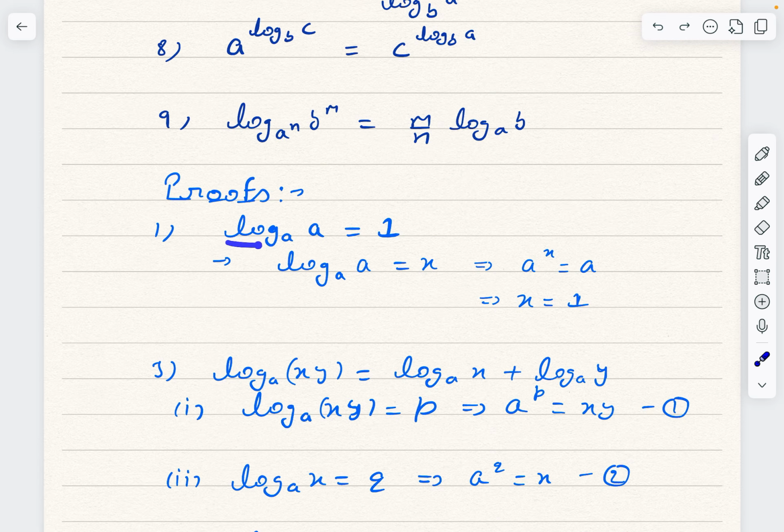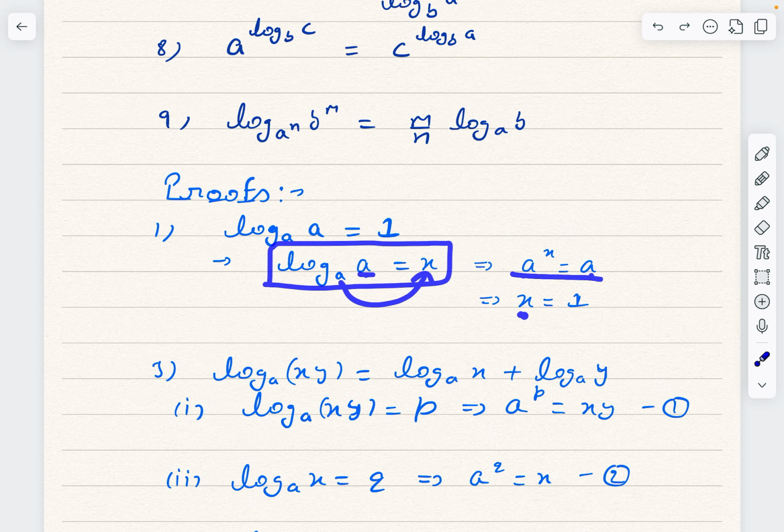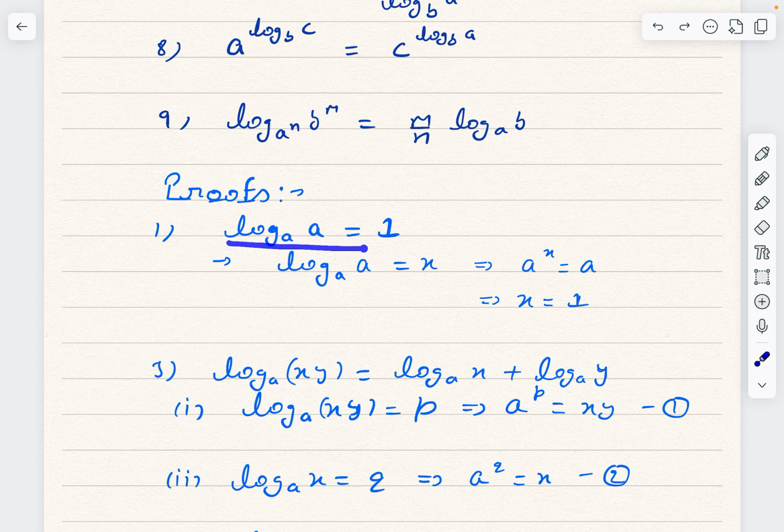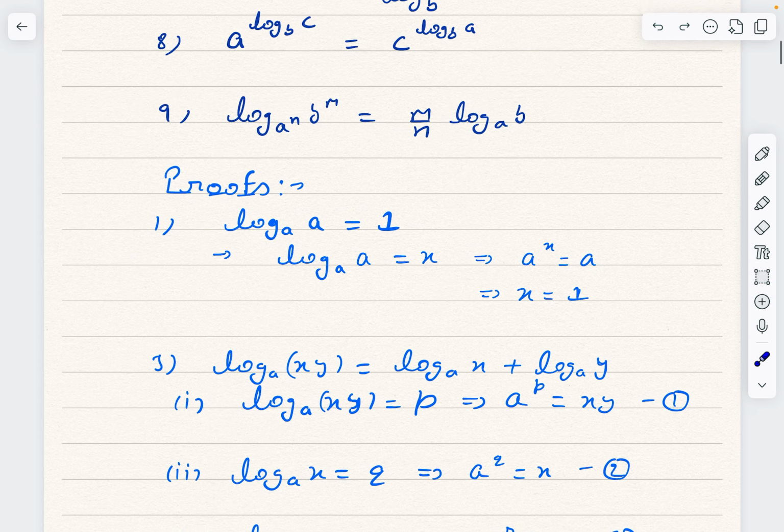So log base a of a is equal to 1. This we have to prove. Let us assume log base a of a is equal to x. And if we take anti-log, we get a power x equal to a. And if a power x is equal to a, x has to be 1. So from here we can conclude that log base a of a is equal to 1. Using same logic, you can prove the second property also. Let us go to the proof of third one.